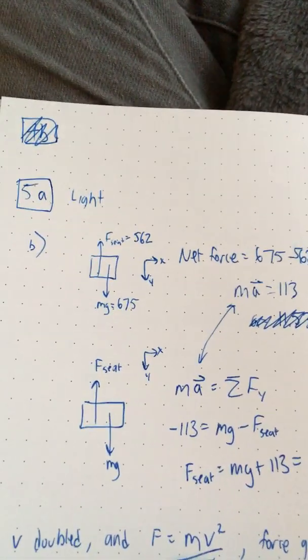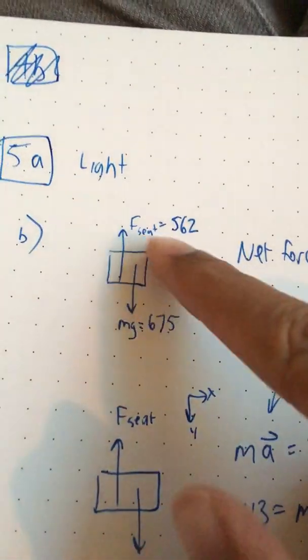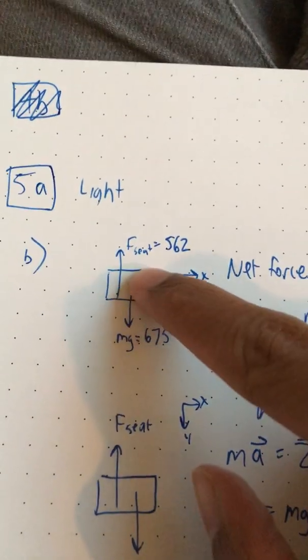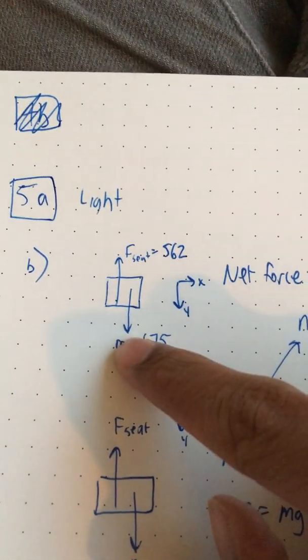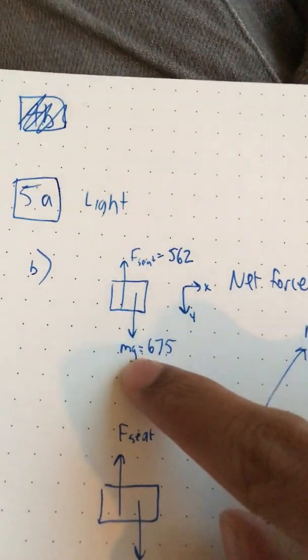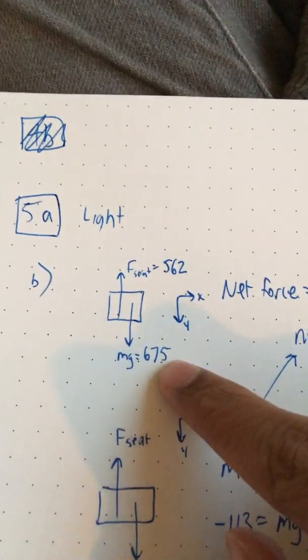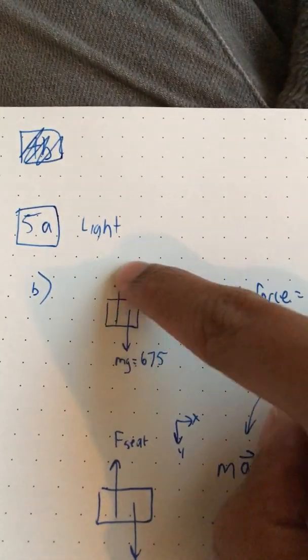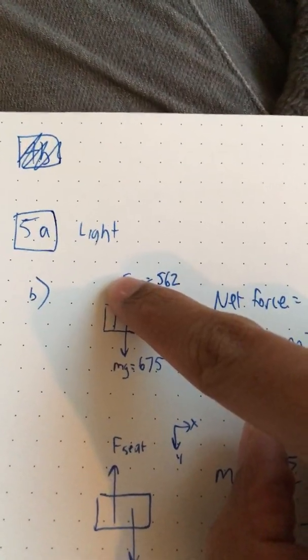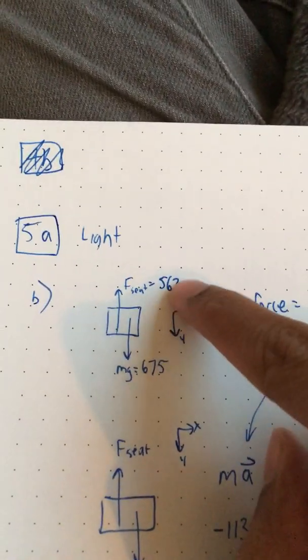Okay, for number 5, we know that the body is providing a force down. It's just mass times gravity, which they give us as 675. And the force of the seat is pushing the person up, and they say that's 562.